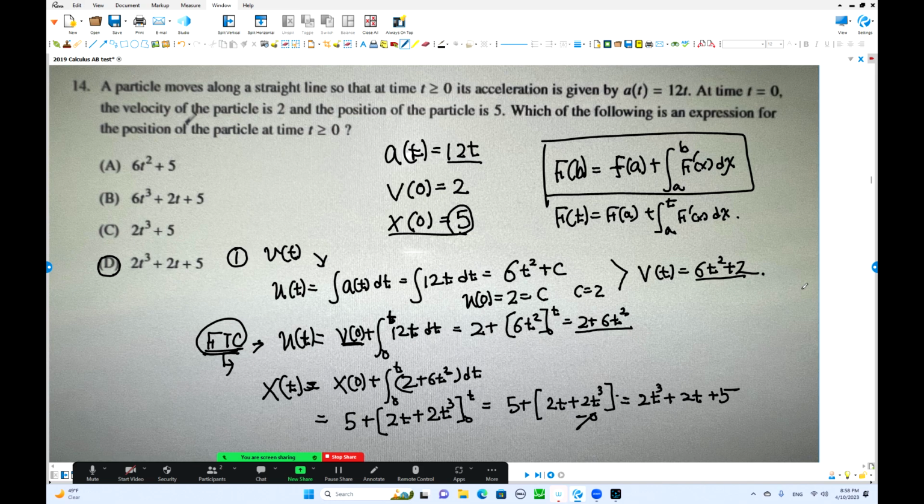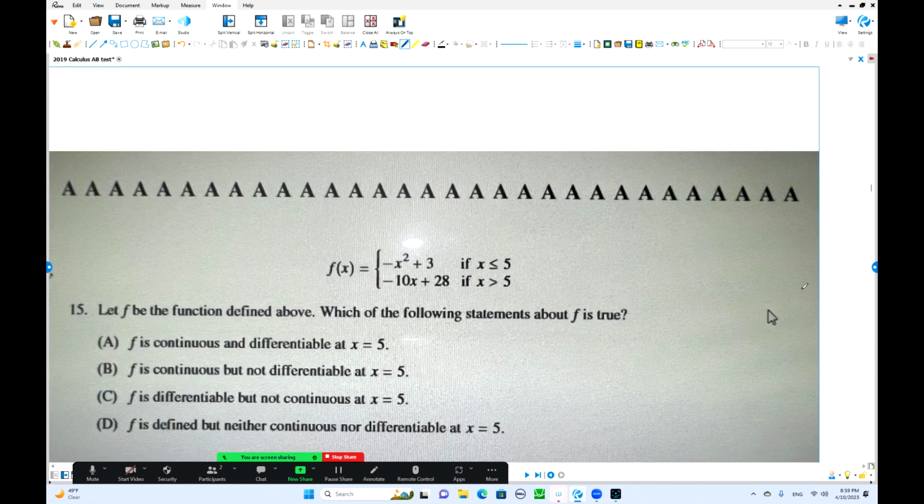Number 14 will be okay. All right, move on to number 15.